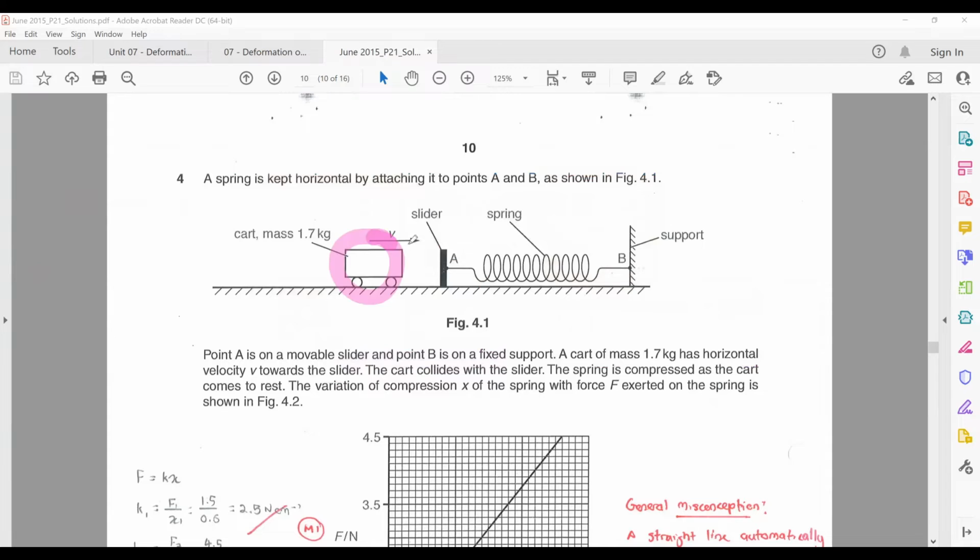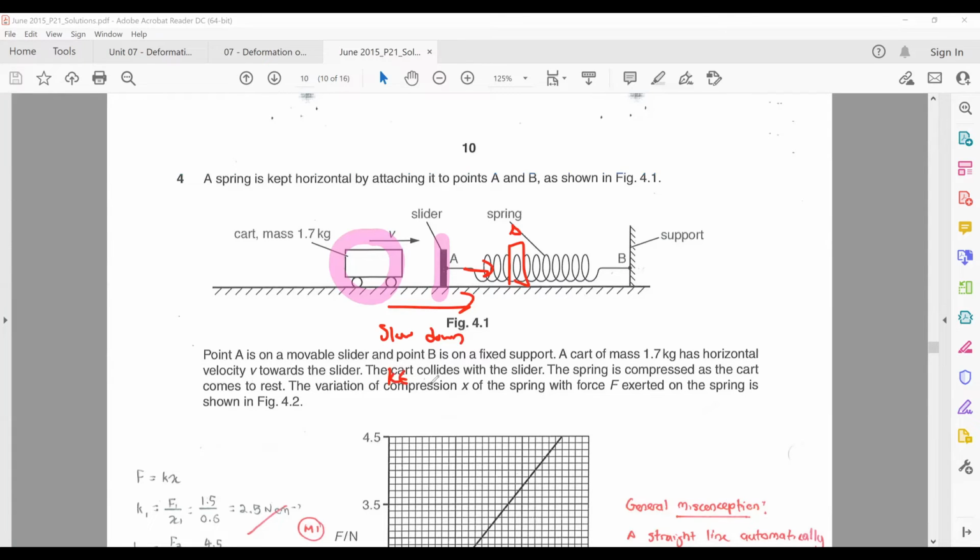The cart was moving, it hits A. So as the cart hits A, it will compress the spring and then it will push A inwards. A will be pushed all the way in here. So as the cart pushes against the spring, it compresses the spring, but then at the same time, the cart will start to slow down.